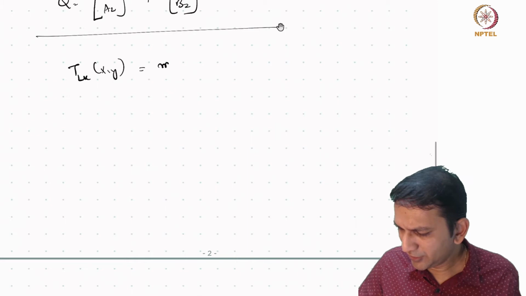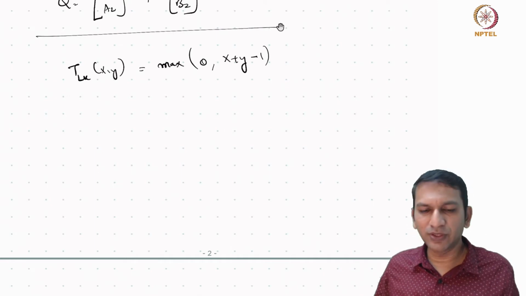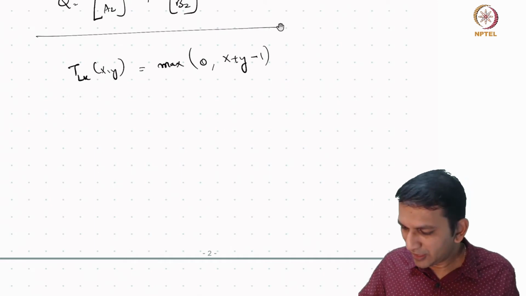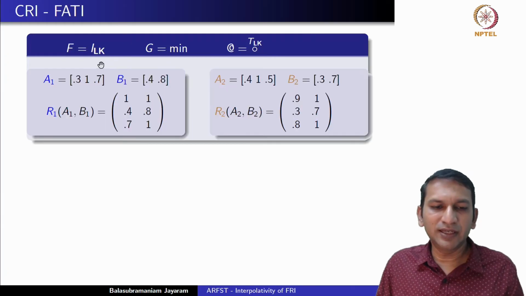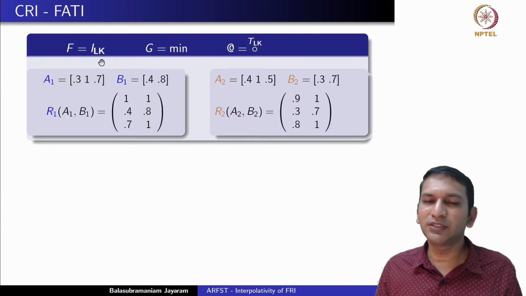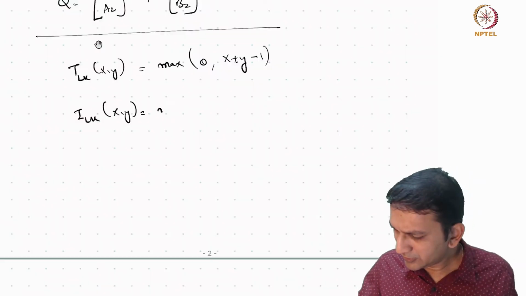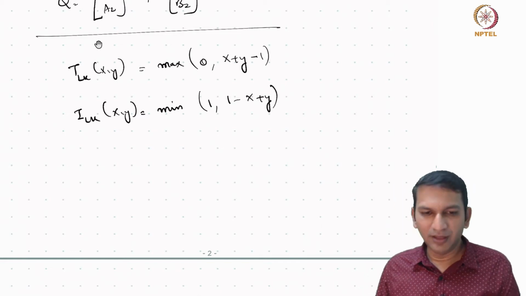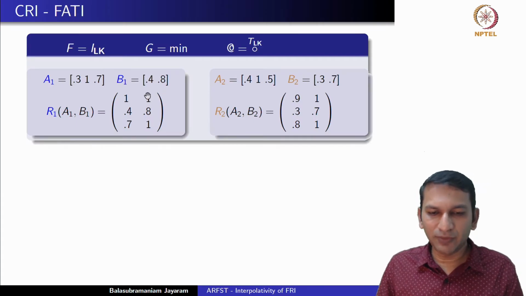This essentially we are taking the adding and then removing 1. So this is max of 0, x plus y minus 1. And for the implication, we are considering the corresponding residual implication, which is the Lukasiewicz implication. This is given as minimum of 1, 1 minus x plus y. So now, for the same A1, B1, this is the relation that we will get.